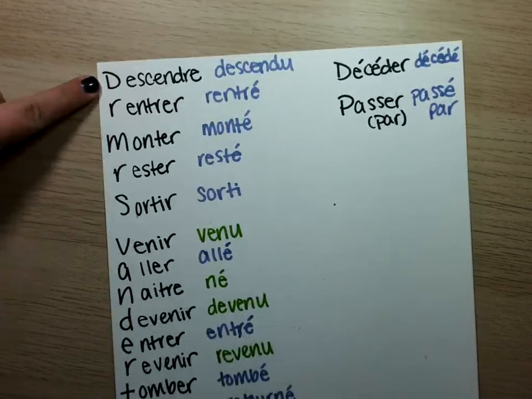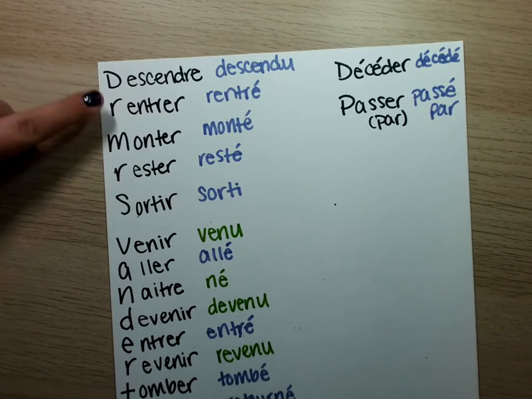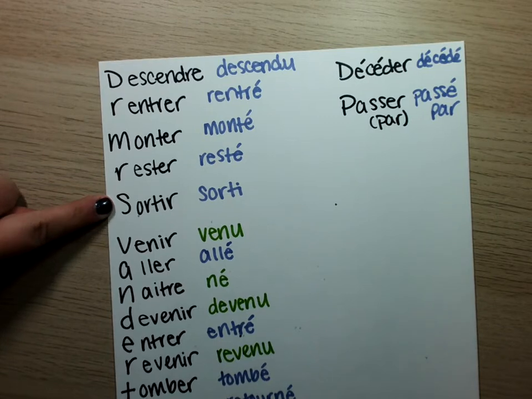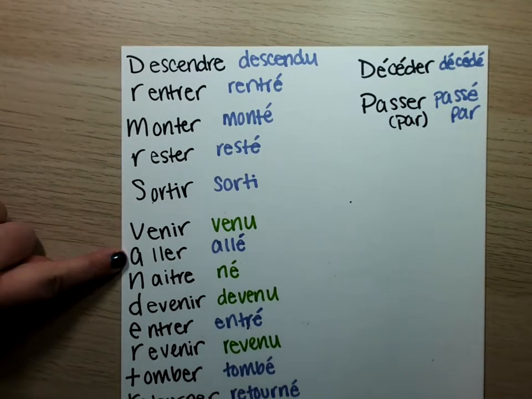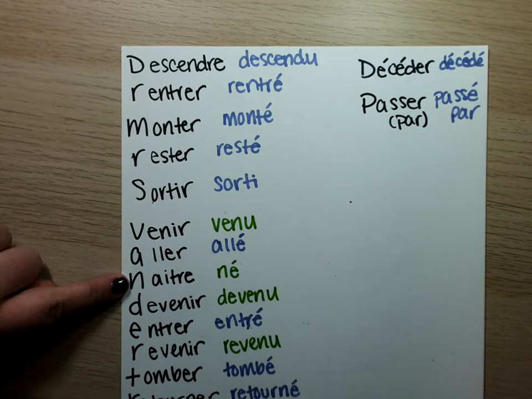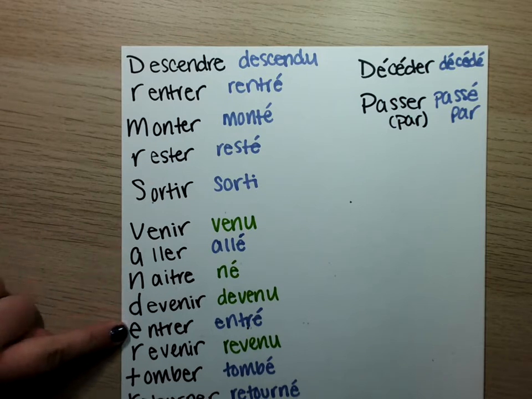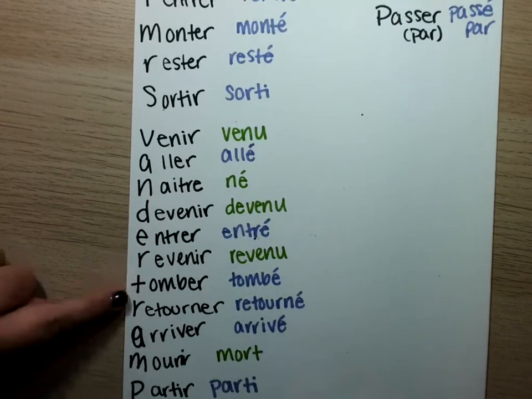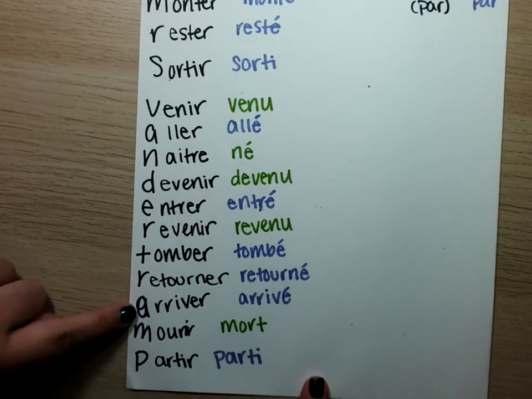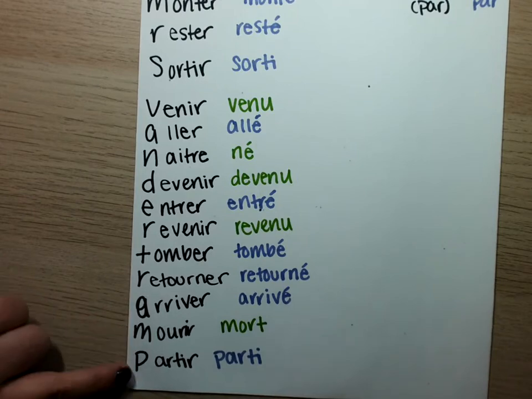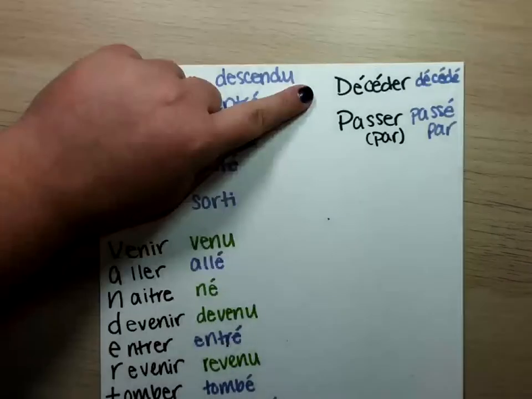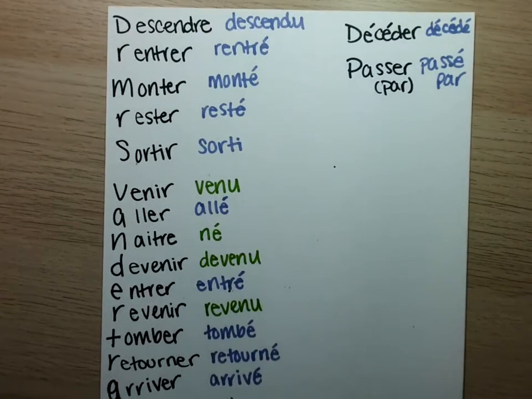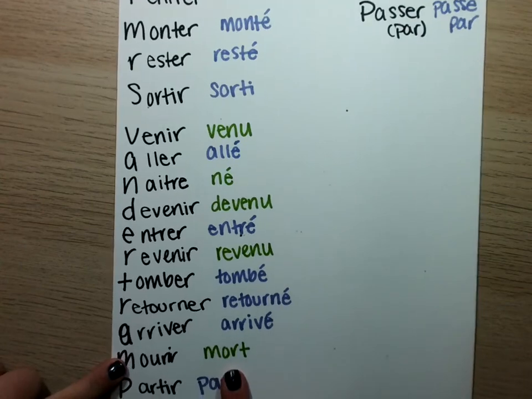All right, so let's go through and see these verbs just very quickly to appease Madame's soul. So we have descendre, rentrer, monter, rester, sortir, venir, aller, naître, devenir, entrer, revenir, tomber, retourner, arriver, mourir, partir, décéder, and passer par. So remember, décéder is that verb to be deceased, and mourir is that verb to die.